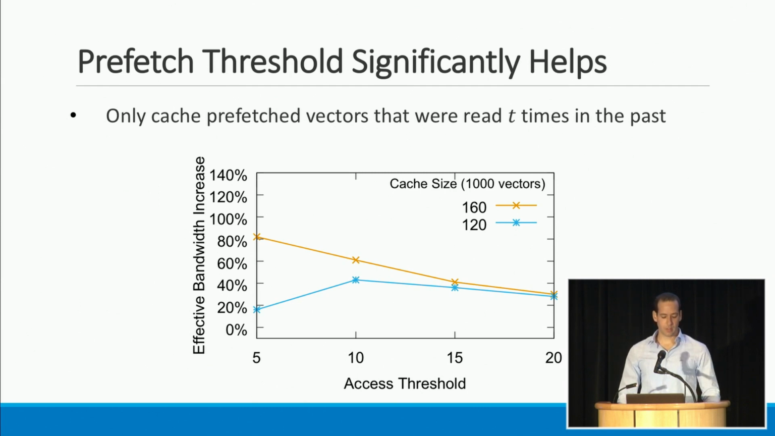Here, for example, we see the effective bandwidth increase as a function of the access threshold for 2 different cache sizes, the yellow and the blue. The important takeaway here is that for different cache sizes and also for different embedding tables, we have different optimal thresholds. You can see that for the yellow cache, the optimal threshold is 5, and for the blue cache, the optimal threshold is 10. The question is, how can we choose the optimal threshold?